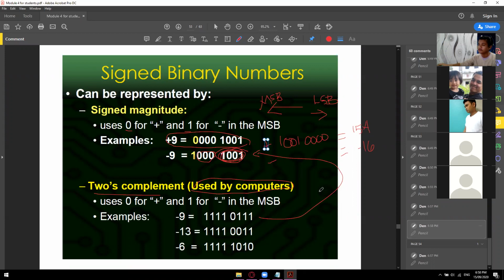Okay? Any other clarification? Sir, paano po ulit yung sa 16?